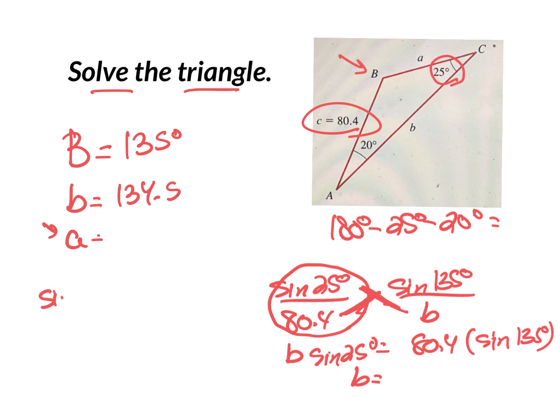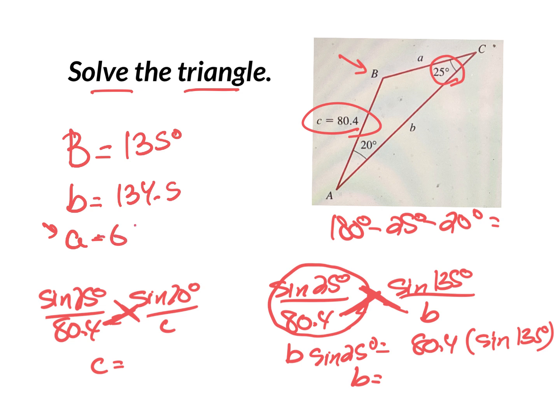So I'm going to say sine of 25 degrees over 80.4, once again, equals sine of 20 degrees over little a. I'm going to do the same process again: cross multiply those two numbers and divide by sine 25. Punching it in my calculator right now, I'm getting 65.1.